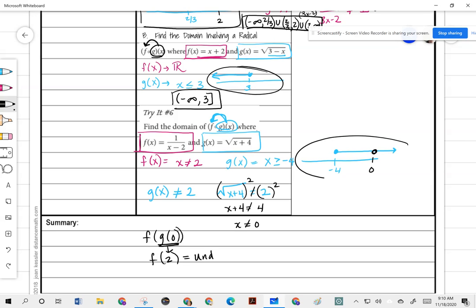So we're going to take this picture and put it into interval notation. So -4 to 0, union 0 to infinity. And then that would be your domain.